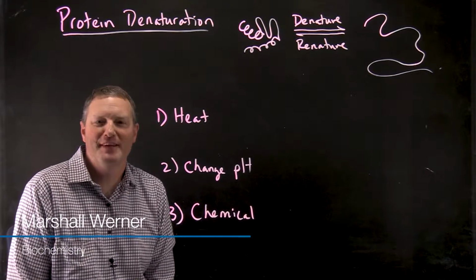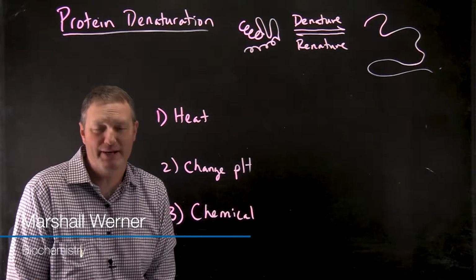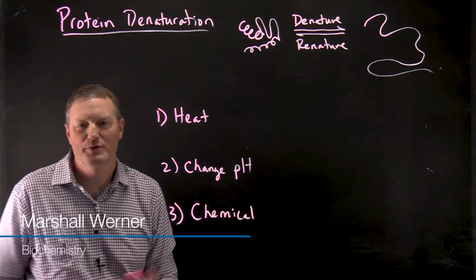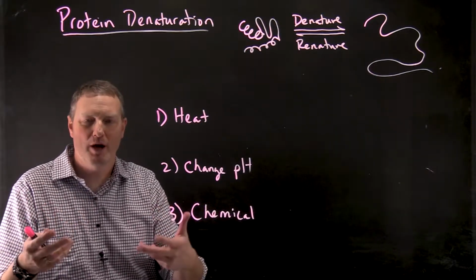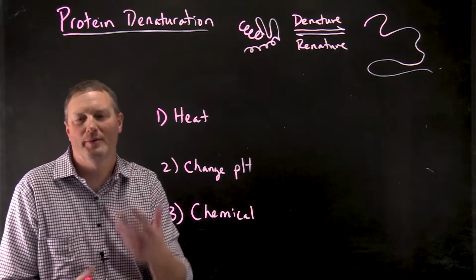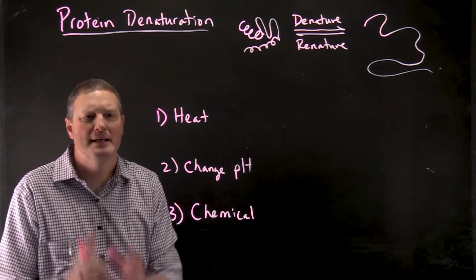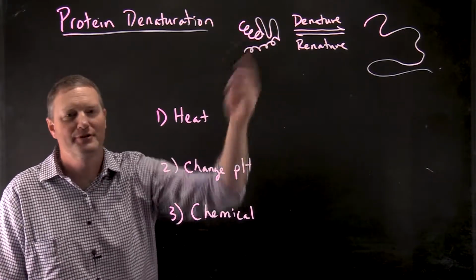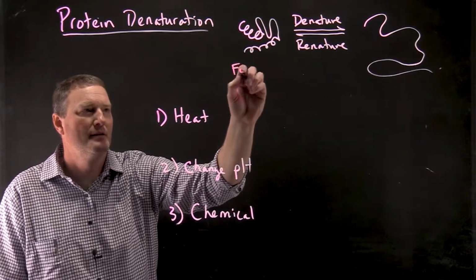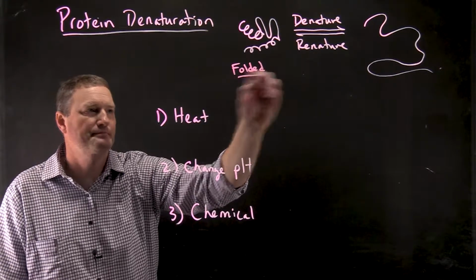Hi everyone, in this video we're going to talk about protein denaturation. In previous videos we talked about how when you take a polypeptide chain and put it into water, it will spontaneously fold, forming secondary and tertiary structures, ultimately giving a fully folded protein. I've drawn sort of a schematic view of a folded protein here.